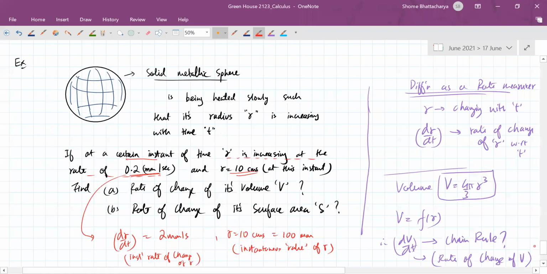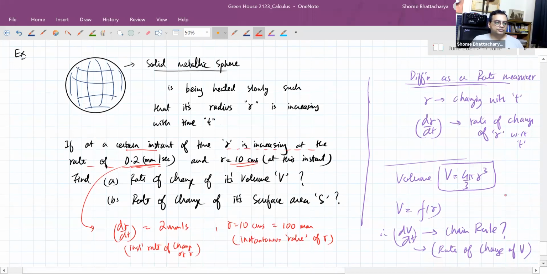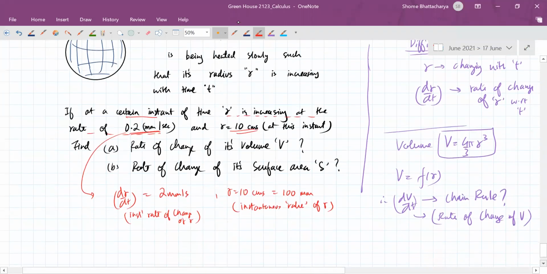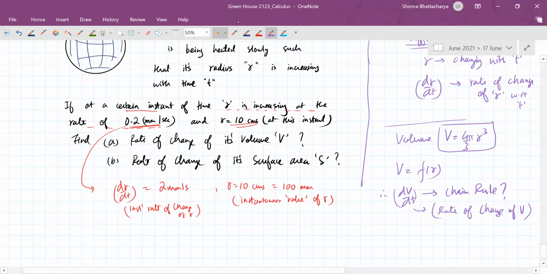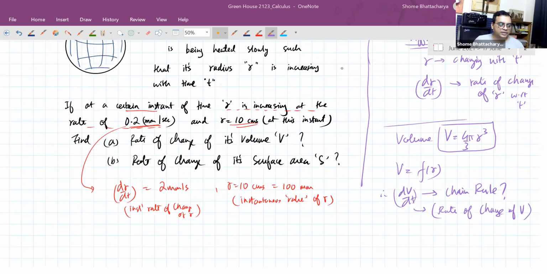Okay, so now what we can say about the volume? Sir, it's 0.2 millimeter. Sorry, it's 0.2 millimeter, the rate of change of r. So we'll find a value, no? It won't be a function of time, no? It will be a value. Okay, so let's see how we'll find the value.